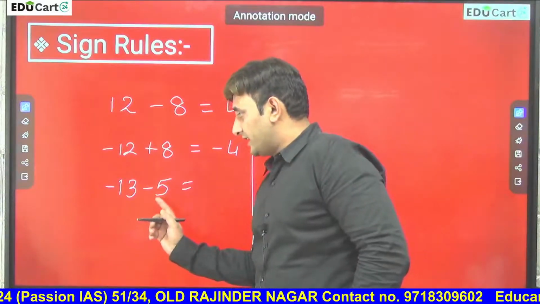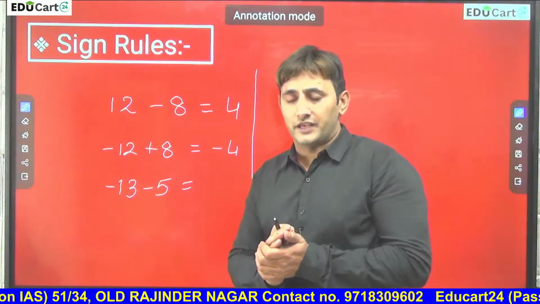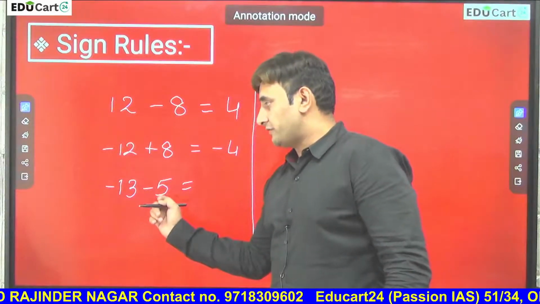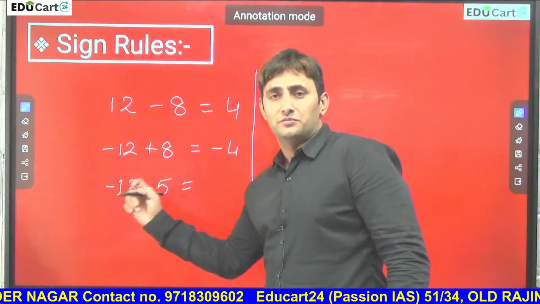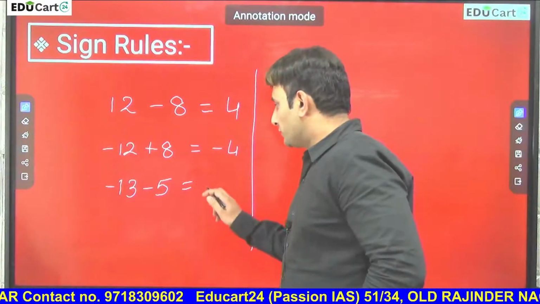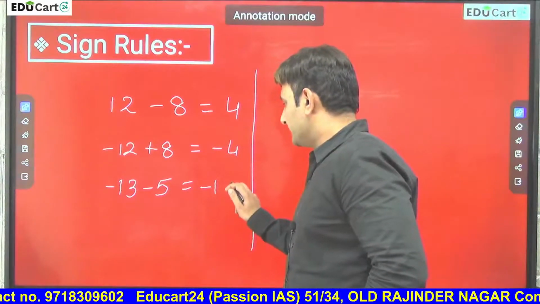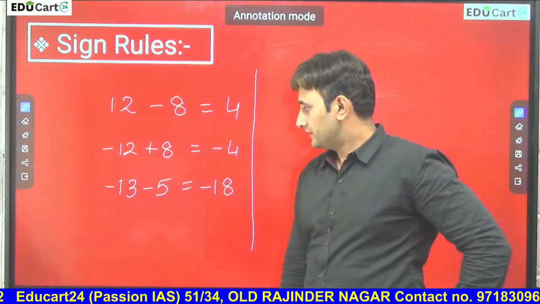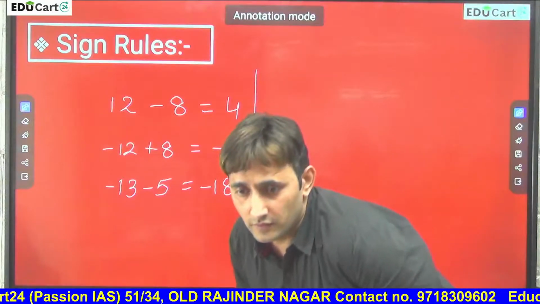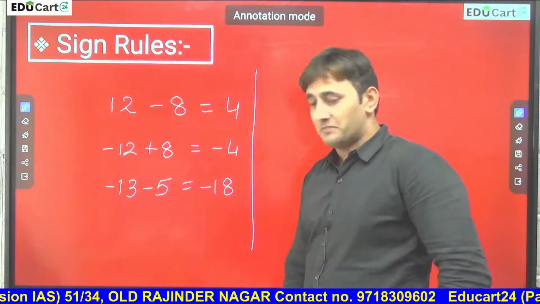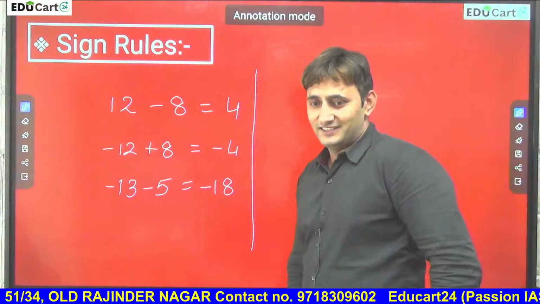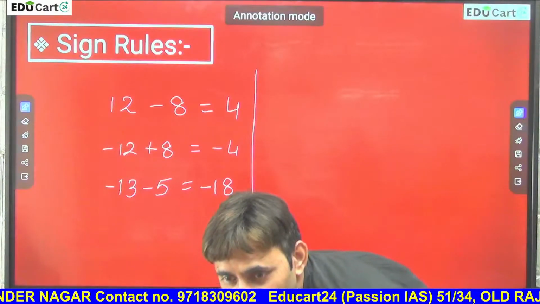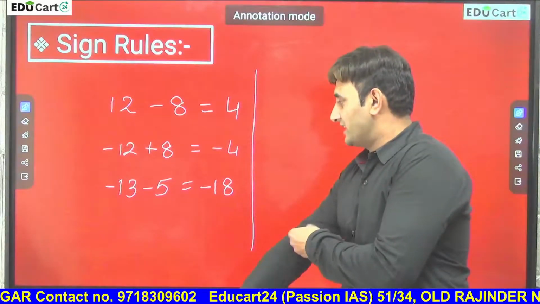So both are negative. When both the numbers have the same sign, we have to basically add them. So 13 plus 5, it is 18. Now both the numbers are having a negative sign, so we will put a negative here, minus 18. This will be the answer. Fine. Okay, Uma, got it, my dear? Okay, beta, it will be minus 18.